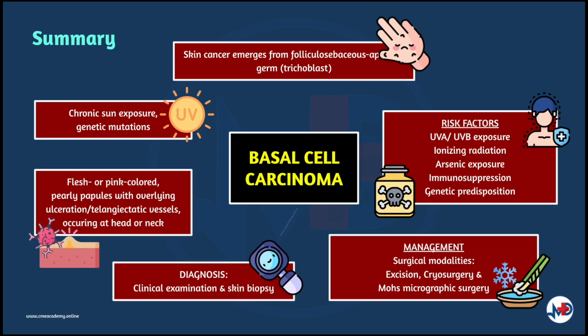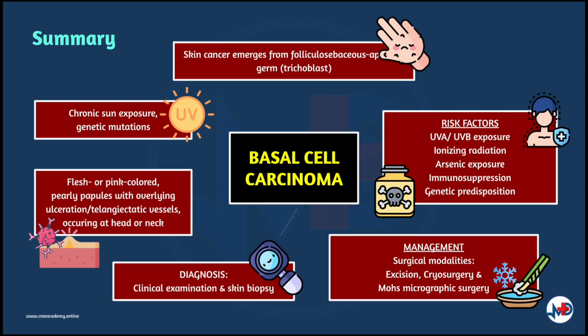Now let's summarize what we have covered so far. Basal cell carcinoma is a type of skin cancer that emerges from the follicular sebaceous apocrine germ, which is known as trichoblast. It can be a result of chronic sun exposure and genetic mutations. Other risk factors include exposure to ionizing radiation, arsenic exposure, and immunosuppression.